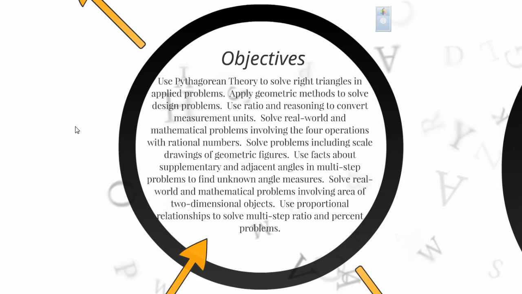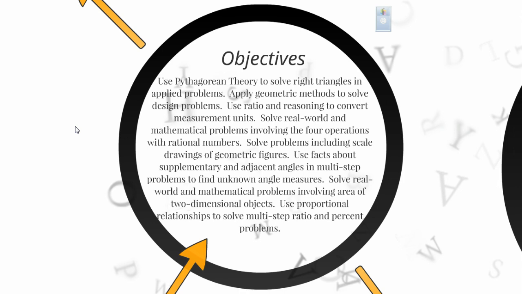And you're going to be drawing things using scale. We've been talking about scale factor, which is always model over actual. So you're going to use that knowledge to draw a scale drawing of a miniature golf hole. And you're going to use what you know about supplementary and adjacent angles to find unknown angles. Okay, and you're also going to use proportional relationships and set up multi-step ratio and percent problems.